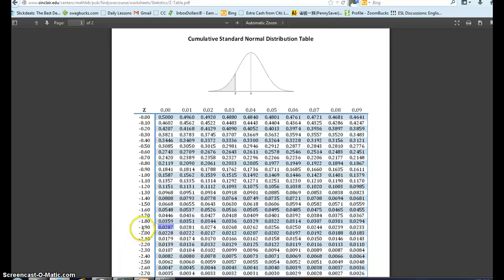What if I want the probability of z less than or equal to negative 1.93? We don't have negative 1.93 in this column, so we find negative 1.9 and then look at the column for 0.03, because negative 1.9 and 0.03 gives negative 1.93. We get this number right here: the probability is 0.0268 for negative 1.93, or you can say 2.68%.